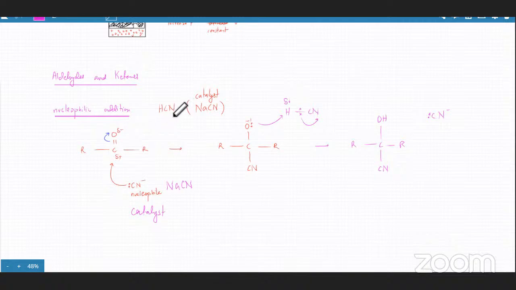HCN is a weak acid. It usually exists in the form of HCN. It doesn't ionize or produce H plus or CN minus ions that readily.